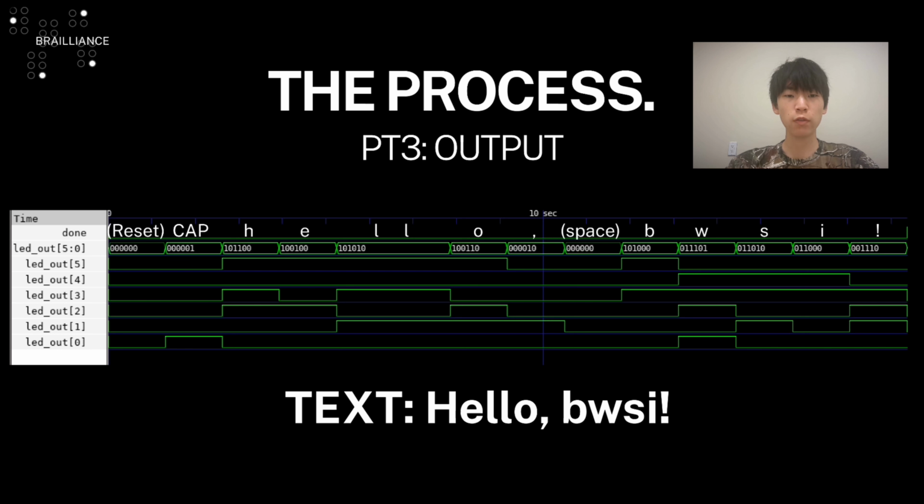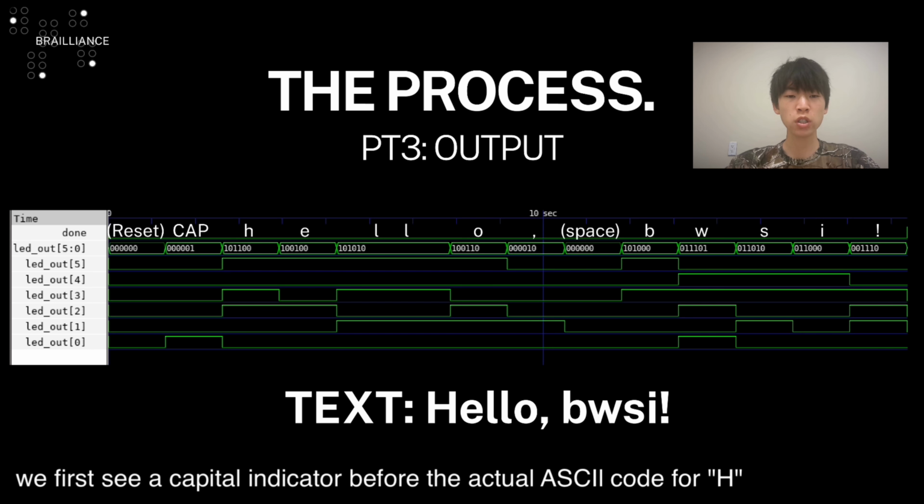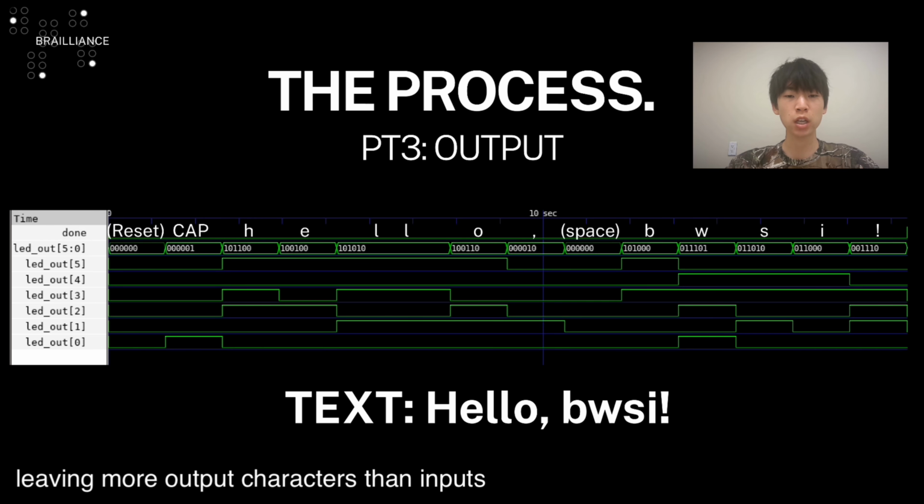Here is the output provided from the provided input. Each character is displayed for roughly 1.3 seconds and can be read as Hello BWSI. Notice that to represent the capital H, we first see the capital indicator before the actual Braille code for H, leaving more output characters than inputs. This will be seen in the following demonstration.